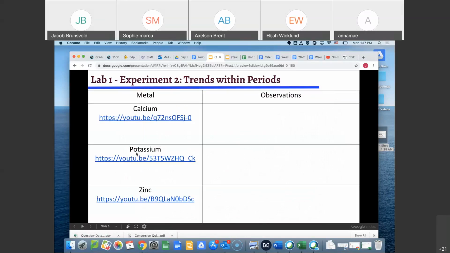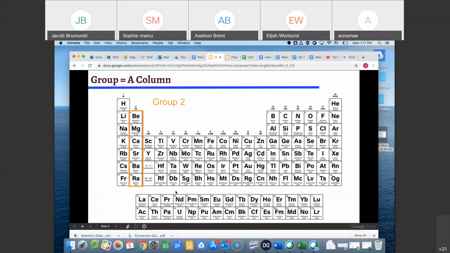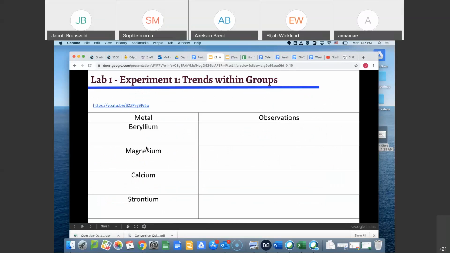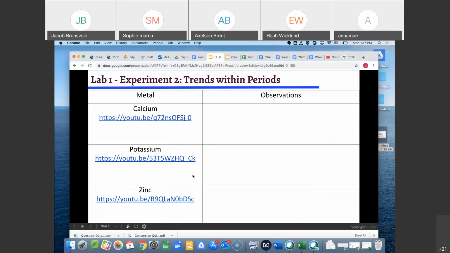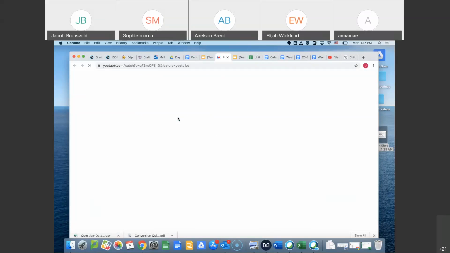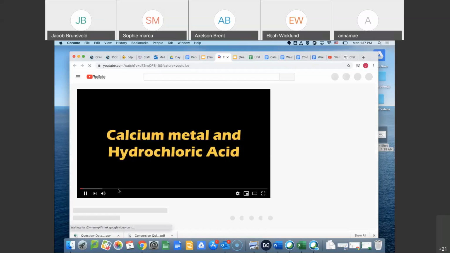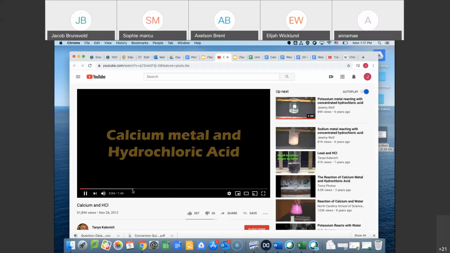So next we're going to watch these metals reacting with acid. In the last one, the solution that they were sitting in was just water. This time we're going to watch these metals react with acid, hydrochloric acid to be specific. So first up is calcium. We can skip ahead a little bit to the reaction.